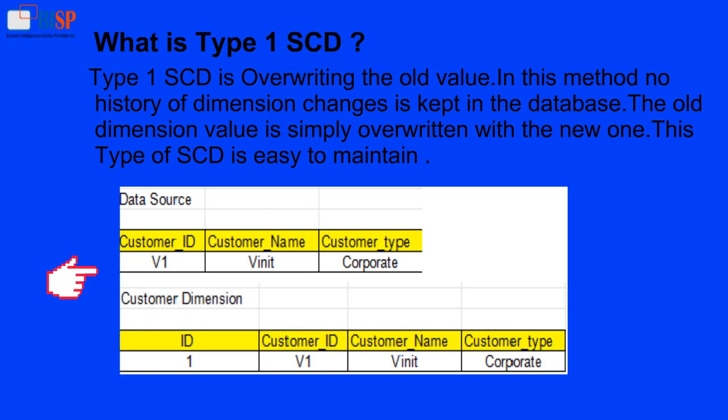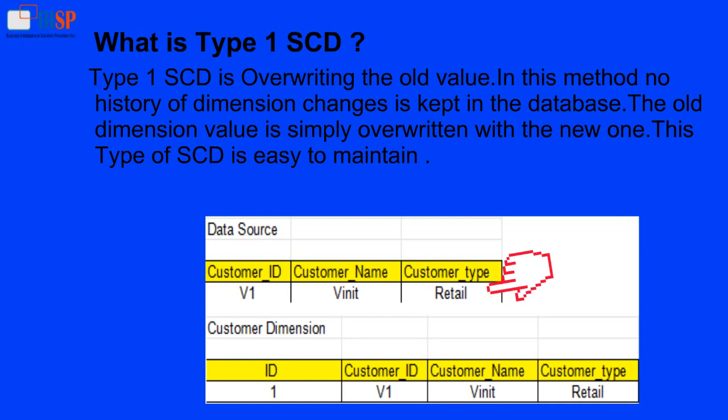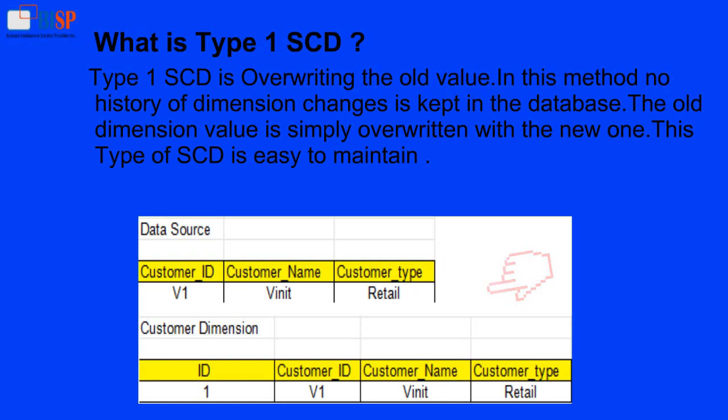I am using the same example, in which we have V1 as customer ID, Vinit as customer name, and corporate as customer type in the data source, and the customer dimension shows the record of the current data source. Now if the data source customer type changes from corporate to retail, we also change the customer dimension record and keep the current record the same as that of the data source. So in this Type 1 dimension we don't have visibility of the historical record. Here we keep only the current record.